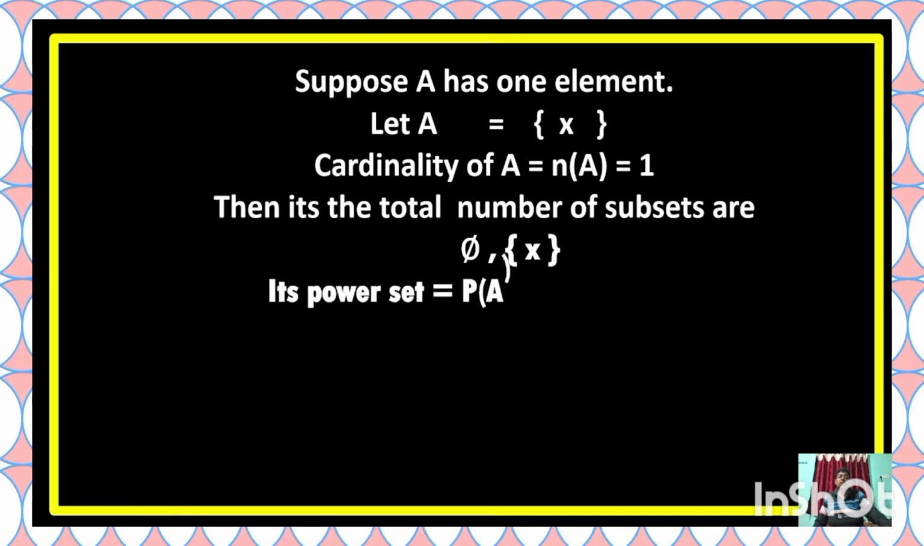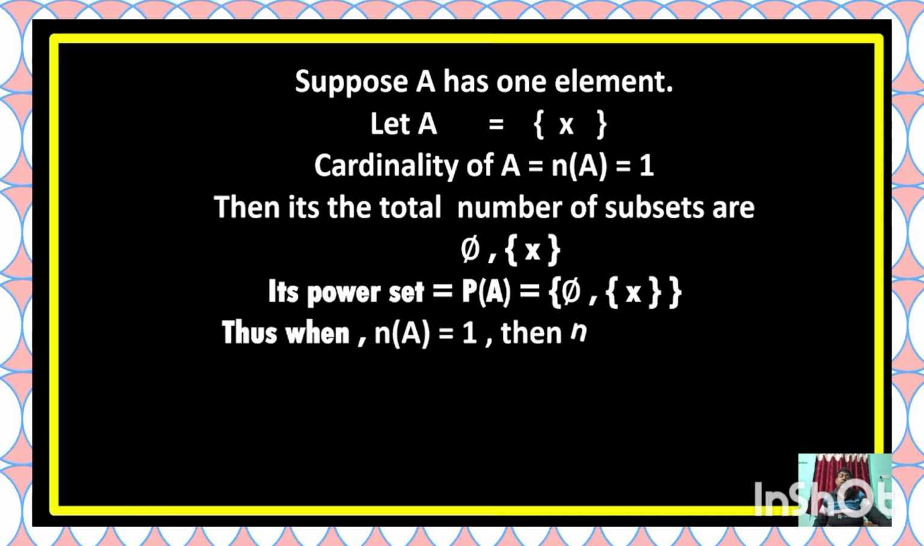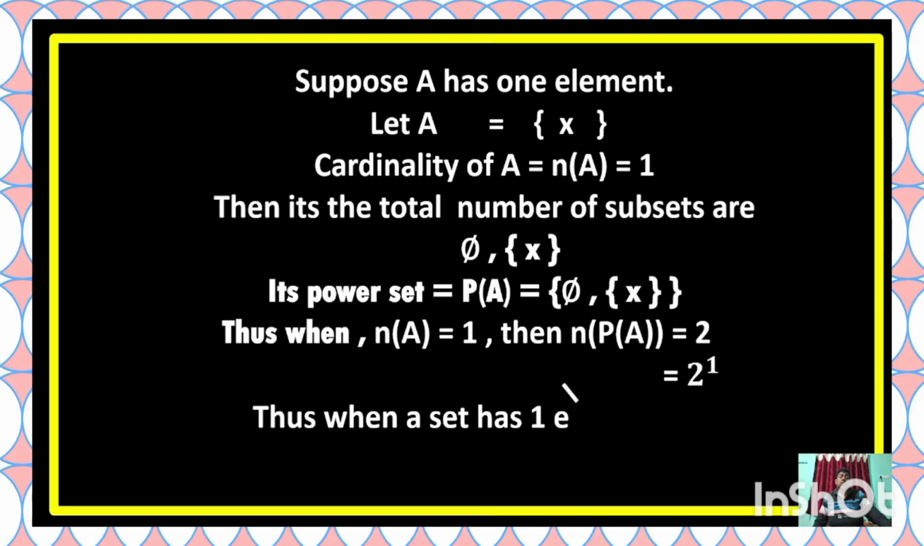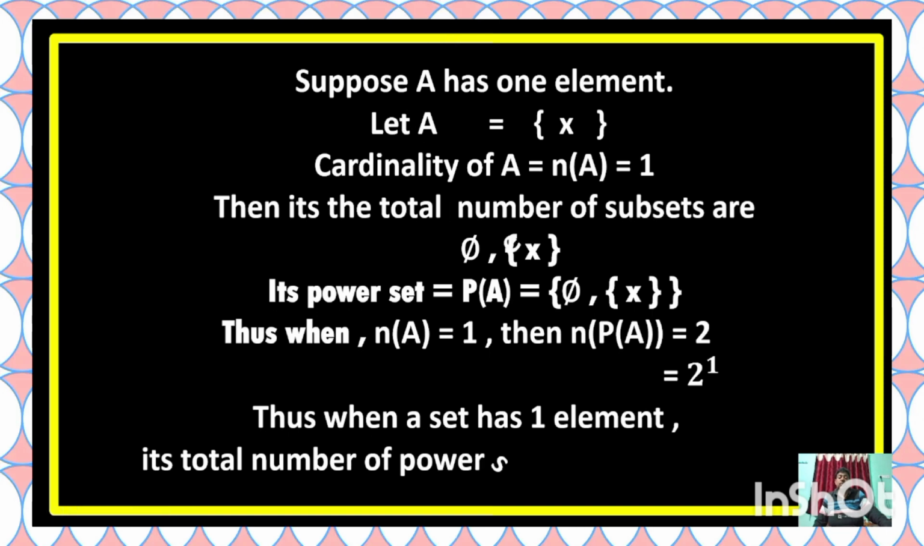Hence, if you write the power set, all the subsets can be written as elements, and that resulting set will be the power set. So the power set of A, by taking all the subsets of A, is shown, and clearly you see when the cardinality of the set A is 1, the cardinality of the power set is 2, and you can write 2 to the power 1, yes or no? Thus when a set has one element, the total number of elements in the power set, or total number of subsets of the set A, is 2 to the power 1.